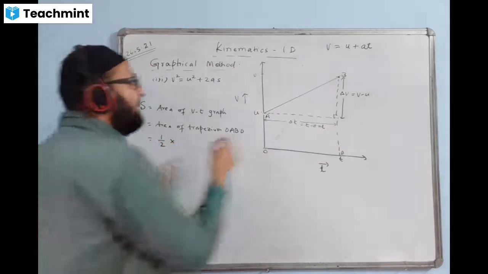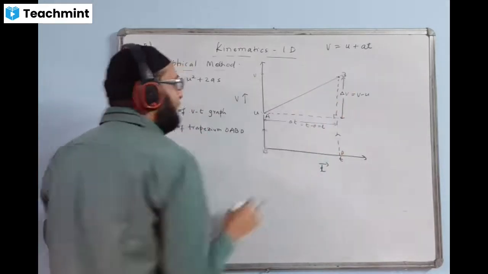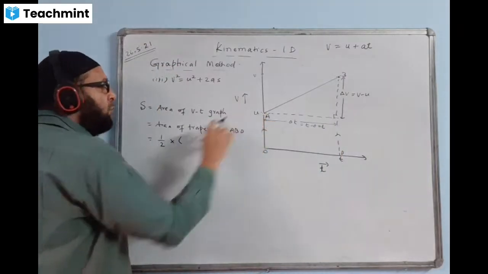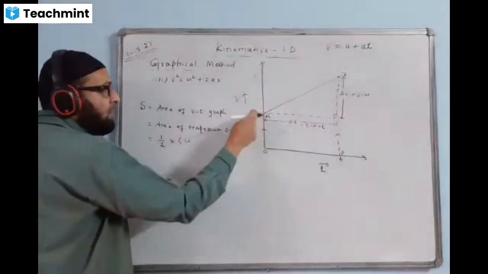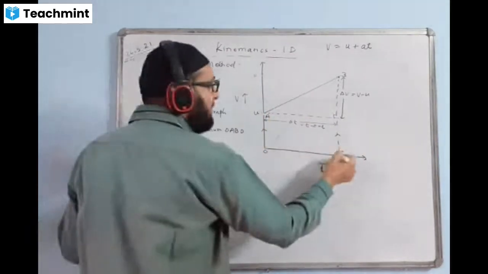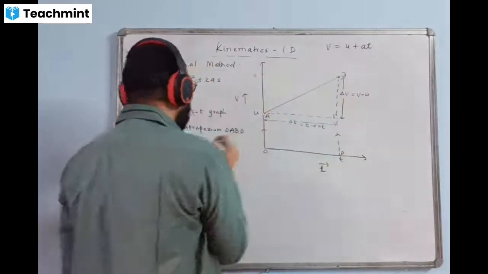What are the parallel sides? This side and this side are the parallel sides. What is the value of the sum of the parallel sides? This value is u. Plus, what is this parallel side from here till here? This one is the same as this one, no? v. So let's say u plus v.